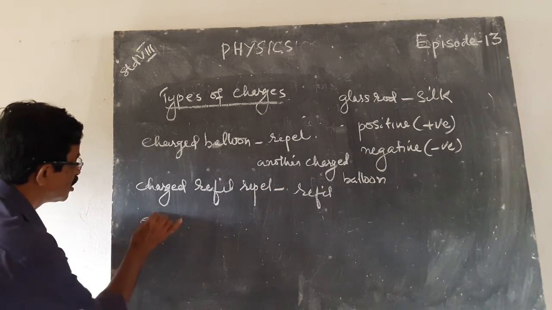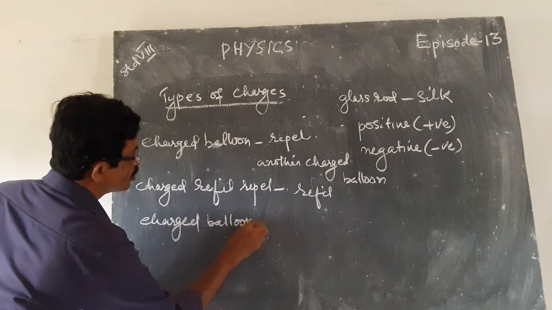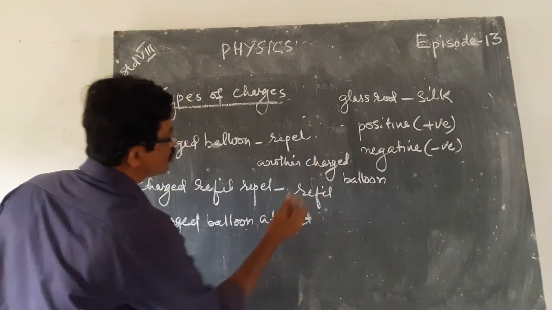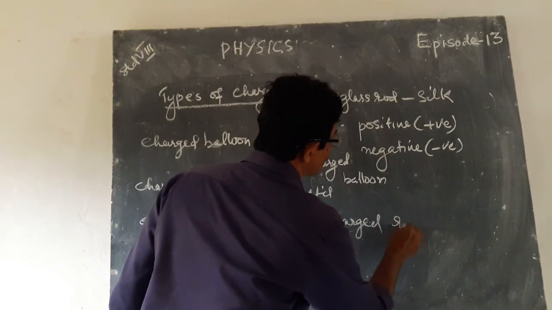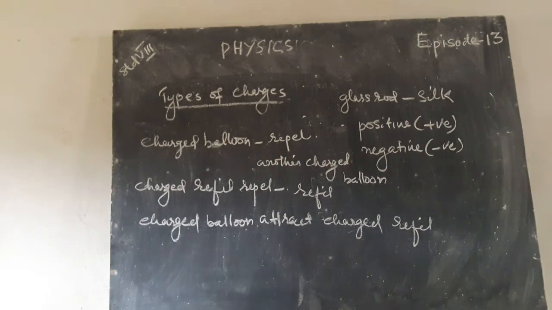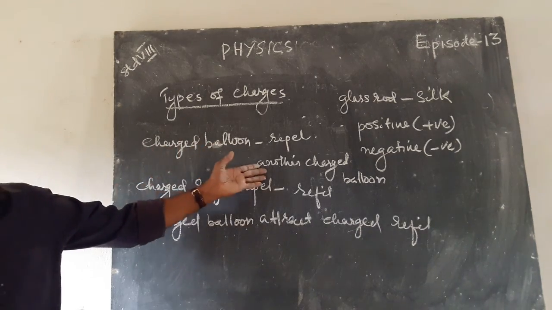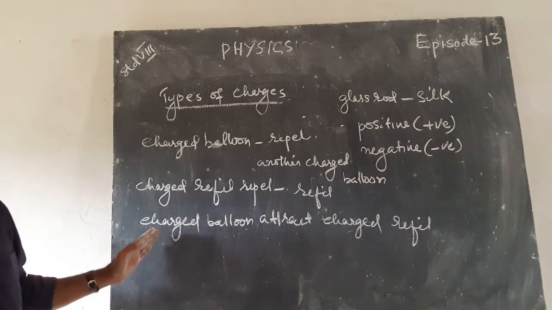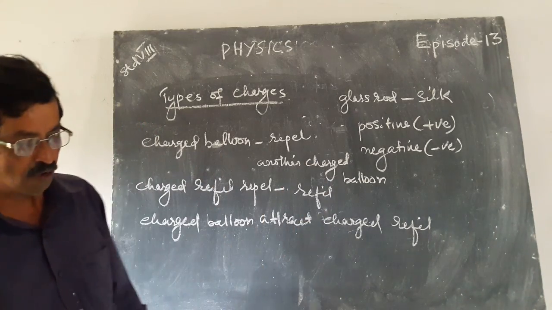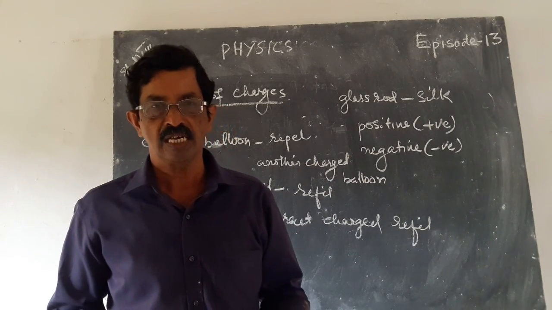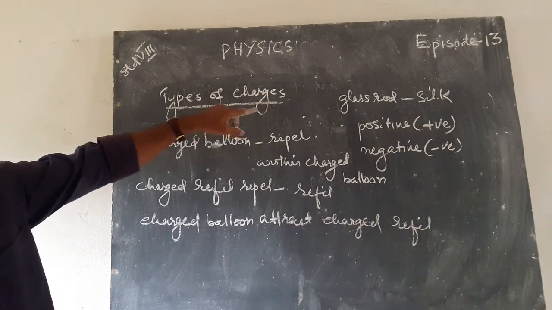Then, a charged balloon attracts a charged refill. So from this observation, a charged balloon and another charged balloon repel, a charged refill and another charged refill repel, but a charged balloon attracts a charged refill. So similar types of bodies when charged repel, and different types of bodies when charged attract. From this we got that there are two types of charges.